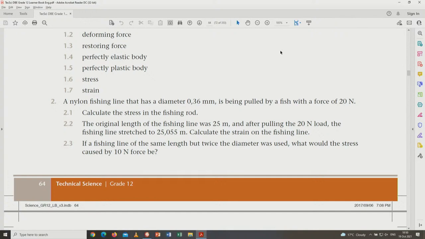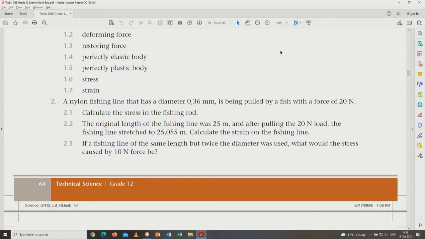So this question, I will also write the information there. It says a nylon fishing line that has a diameter. So we are given the diameter is equal to 0.36 millimeters. Now you see that these quantities are given in millimeters or sometimes in centimeters. So you have to be able to convert this to meters. So the diameter of that is 0.36 millimeters.